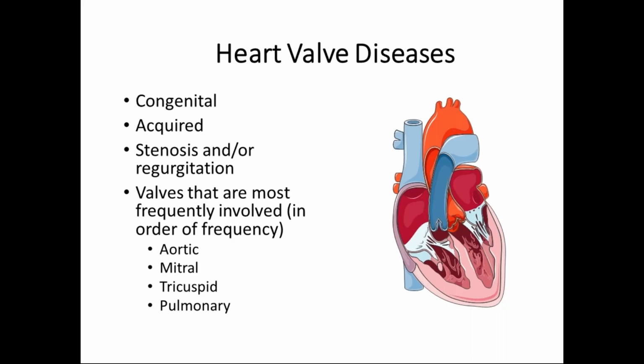In order of frequency, the valves that are involved most often, the first one is the aortic valve, which is between the left ventricle and the aorta, the large vessel that distributes the blood flow throughout the body. The mitral valve between the left atrium and the left ventricle, the tricuspid on the right side, and the pulmonary between the pulmonary artery and the right ventricle.